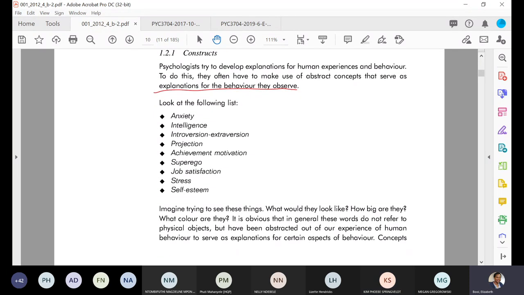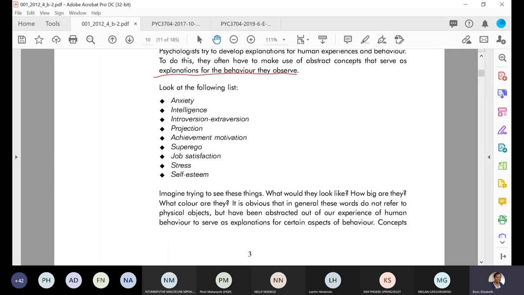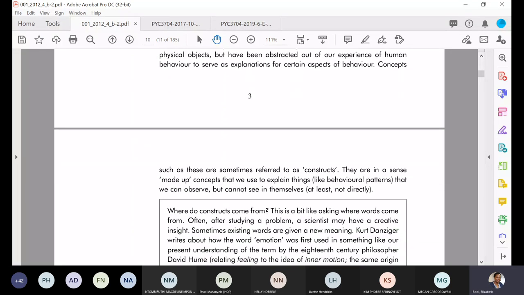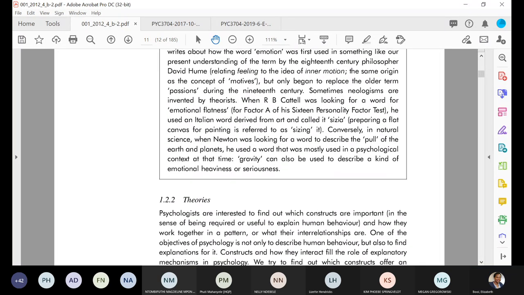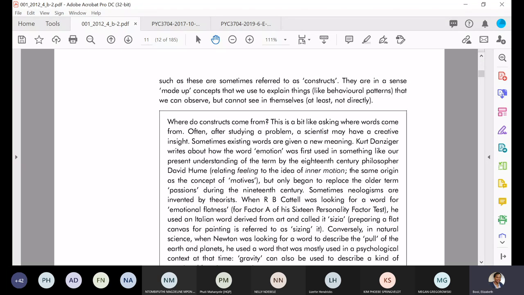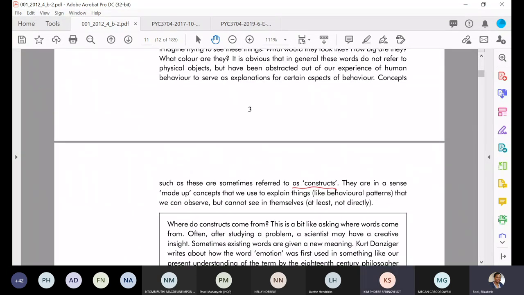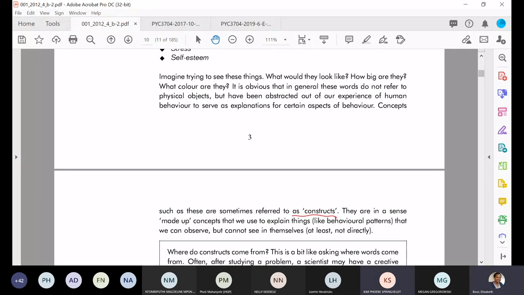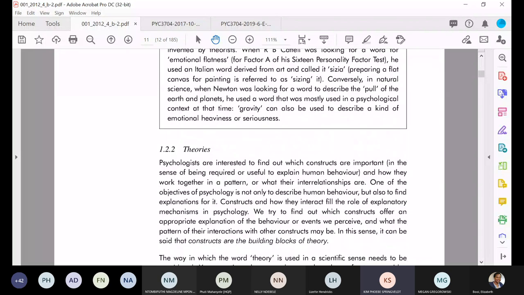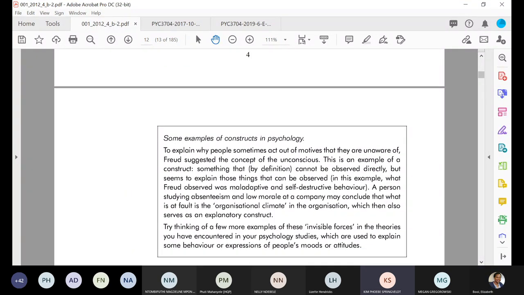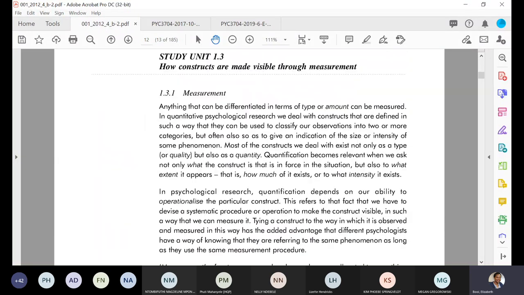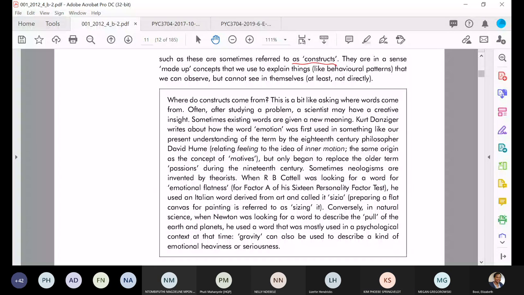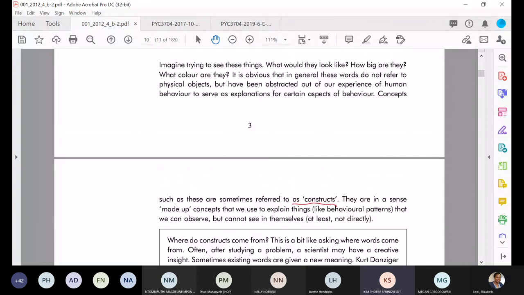So those are abstract concepts. Let's see where they define what these constructs are. Where do constructs come from? Imagine trying to see these things. Sorry, Lizzie, on page 5 in that block at the top, the third line says it cannot be observed directly. You must remember, I'm using the 2012 study guide. I don't know if it's the same. Page 5, at that box there at the top.